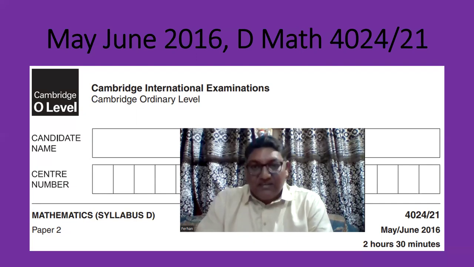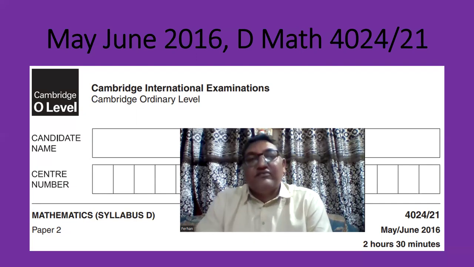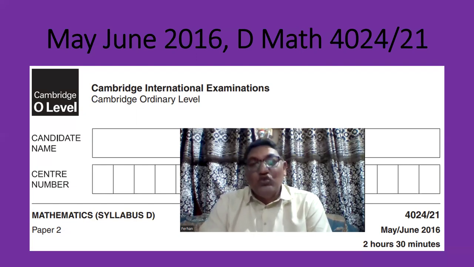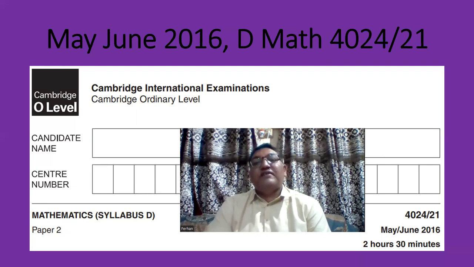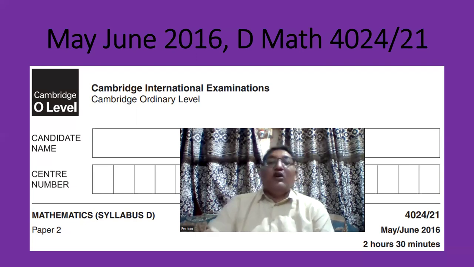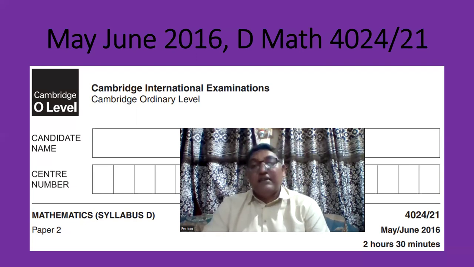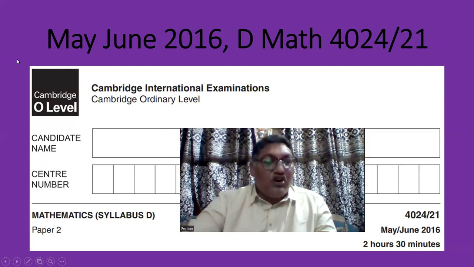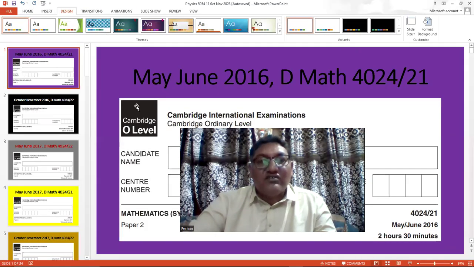Mathematics Syllabus D. We call this subject D Maths 4024. Today we have set our hearts to solve a paper 2 of this subject, and for this purpose, we have selected the May-June 2016 paper 2-1. The time allowed for this paper is 2 hours and 30 minutes, and in this paper, the calculator is allowed. This paper is of 100 marks. So let's start today's paper.